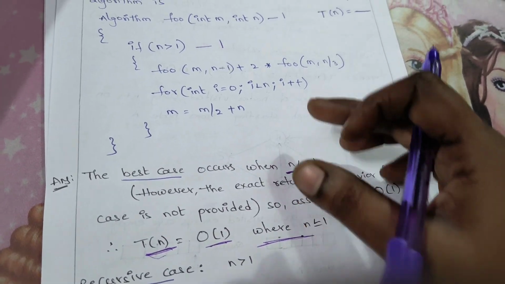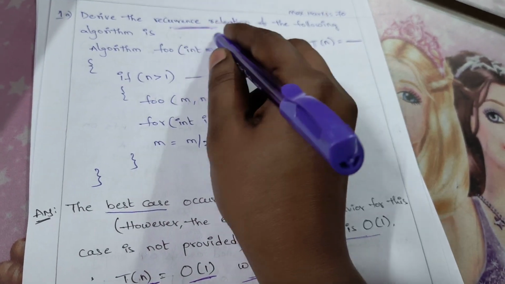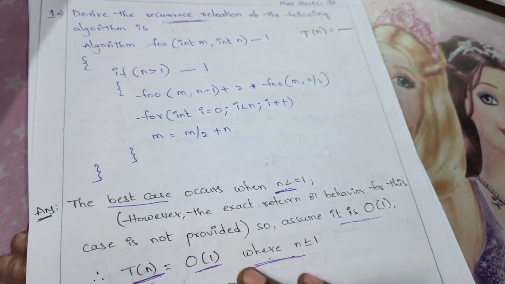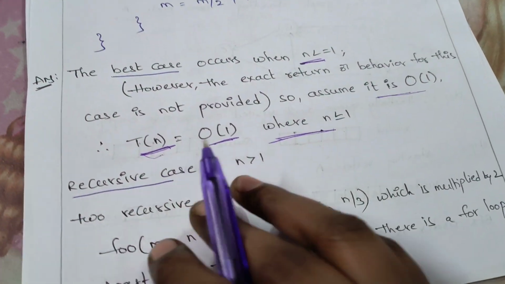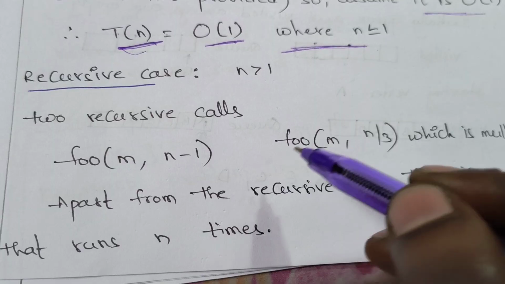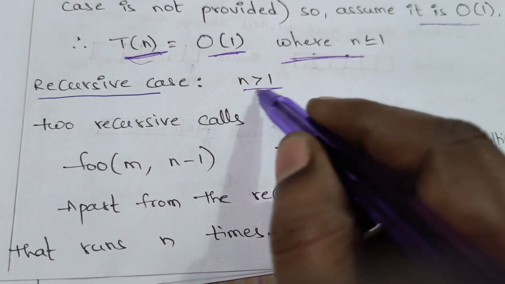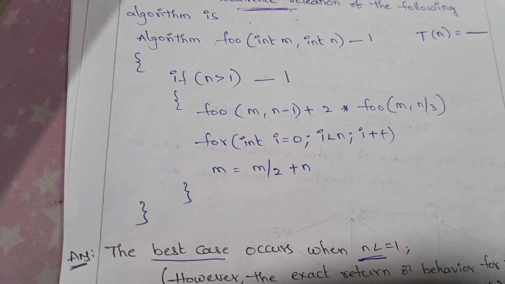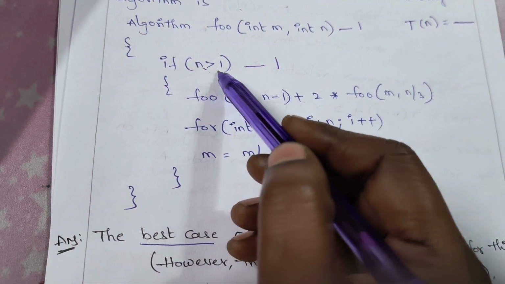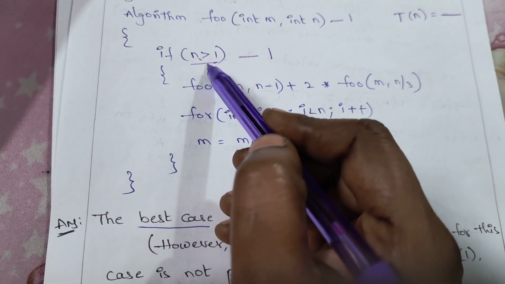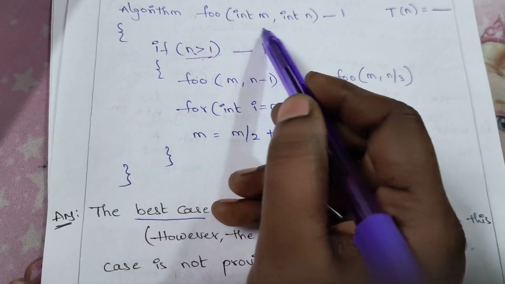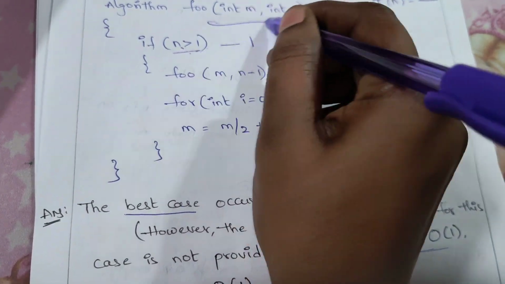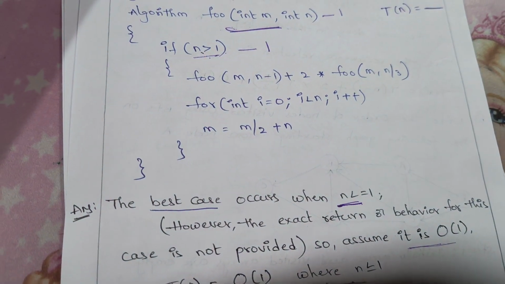Okay, but the question is to find the recurrence relation. Now we will have the recursive case. This recursive case is when n is greater than 1. Now there are two recursive calls in the algorithm. If the n value is greater than 1, then I have to call the same function two times.